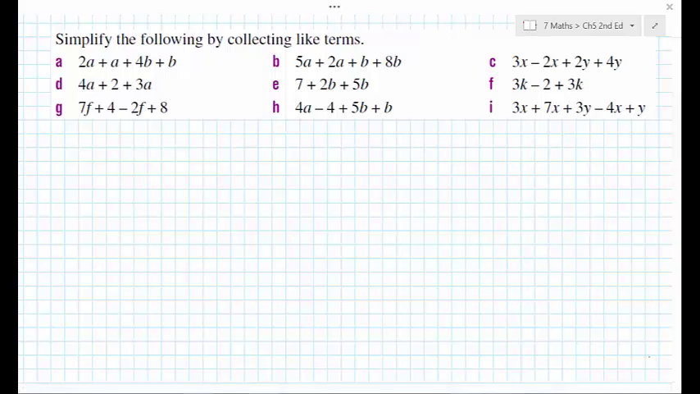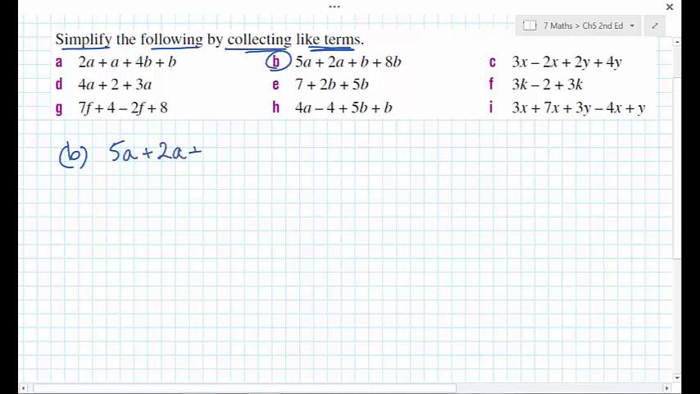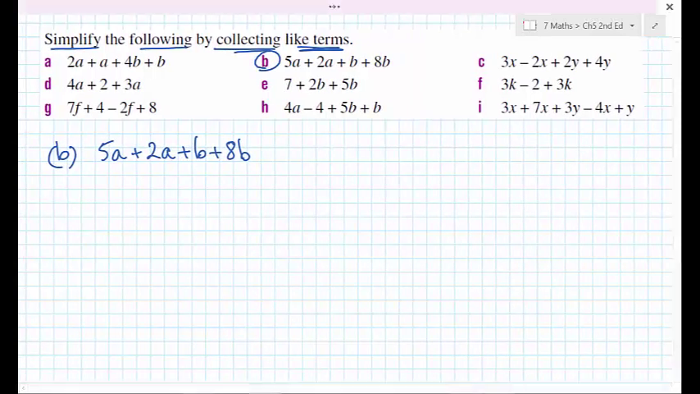Okay, so this question here wants me to simplify the following by collecting like terms. So let's look at B. With B, I have 5A plus 2A plus B plus 8B. So in terms of this, let's have a quick look here.